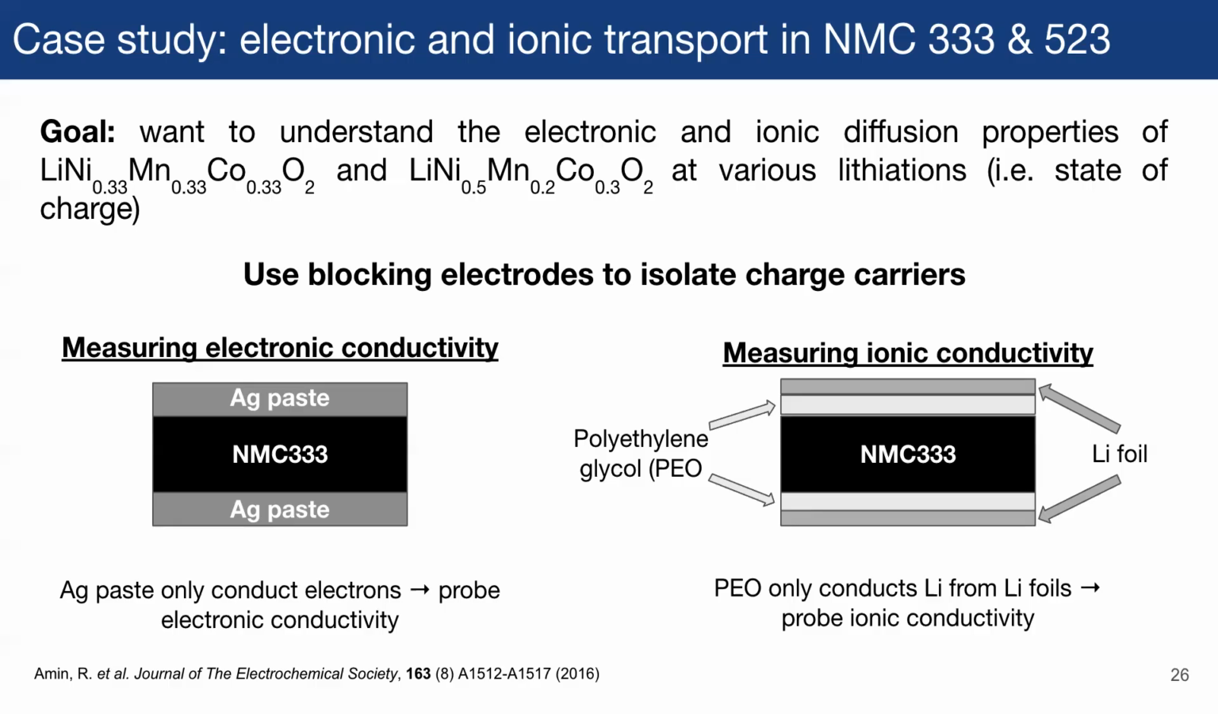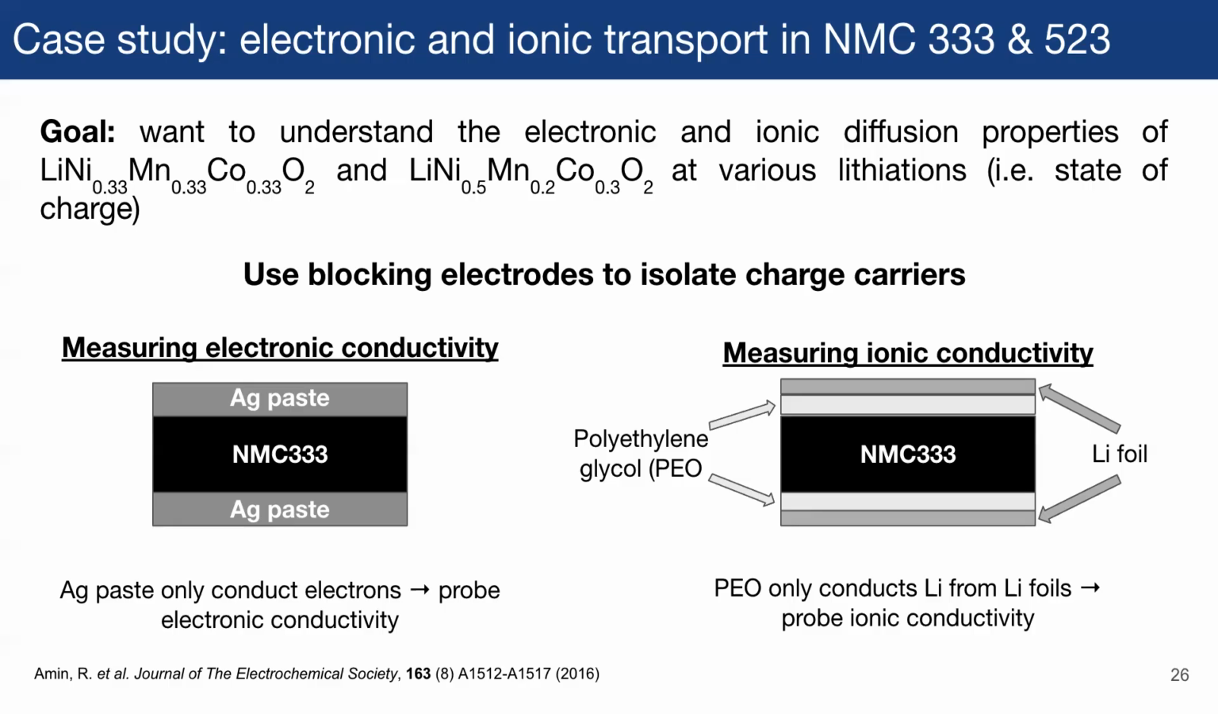Now we need to be able to use blocking electrodes to isolate specific charge carriers in this instance, because if we just apply a normal, basically just put our pellet in the system, we're going to be measuring a mixture of electronic conductivity and ionic conductivity. And that's because these cathode materials are mixed conductors. They conduct electronically and they conduct ionically.